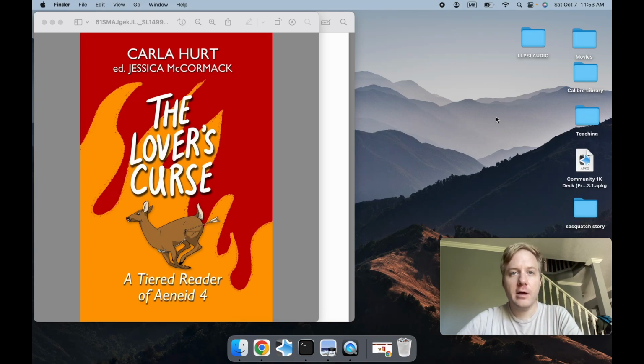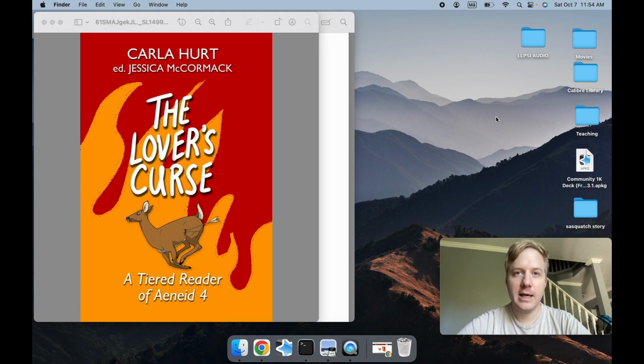All right, this is my review of Carla Hurt's The Lover's Curse, a tiered reader of Aeneid 4. So, what is The Lover's Curse? And what is a tiered reader? What is the Aeneid? The Aeneid, of course, is the famous poem by Virgil, famous Roman poet.